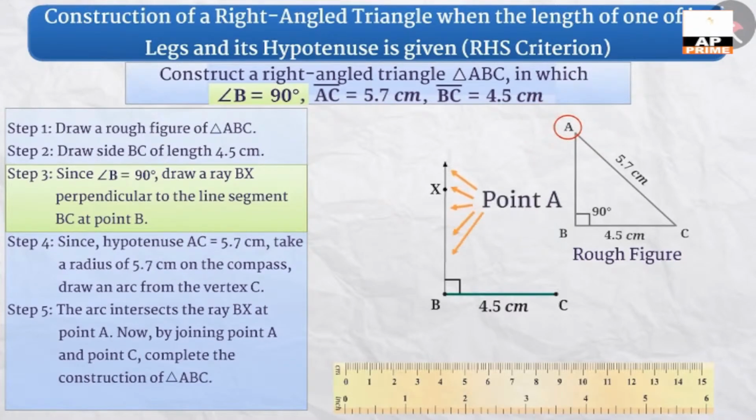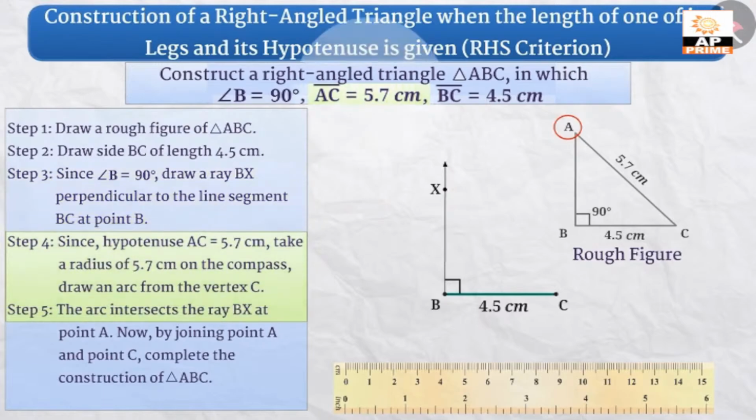Where should the point A be situated on the ray BX? Can you tell how to find the position of the point A? Think for a while. You got it right. We know that hypotenuse AC is equal to 5.7 cm. Let's get the position of the point A with the help of this.